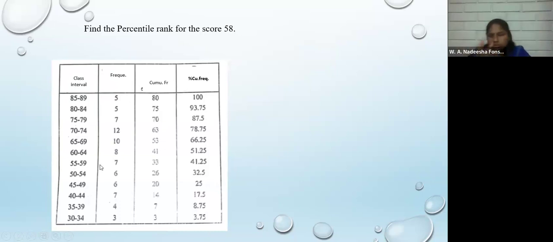Now, the question arises: where is the score 58? Here we have to assume. By looking at the class intervals, we can see that the score 58 should be in this class interval, within 55 and 59.